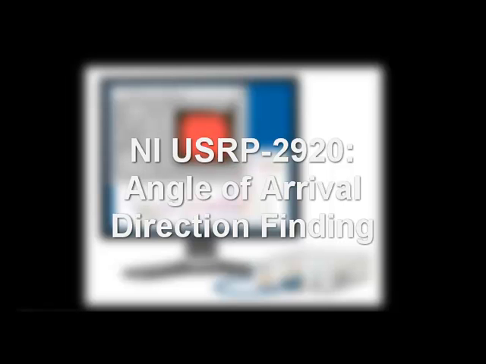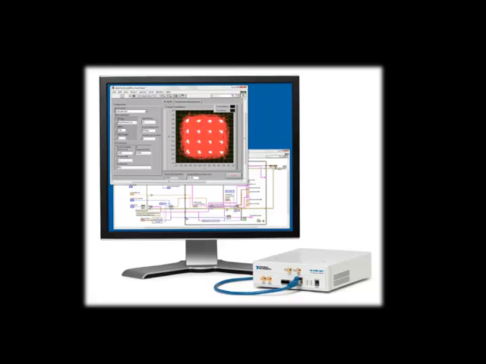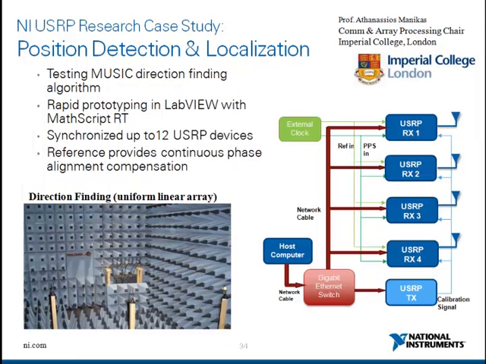In this short video, we demonstrate angle of arrival direction finding using the MUSIC multiple signal classification algorithm with the NI USRP and LabVIEW. Professor Manikas and his researchers at Imperial College London developed this demonstration as part of their research synchronizing up to 12 USRP software-defined radios. His code is available for download on NI.com.